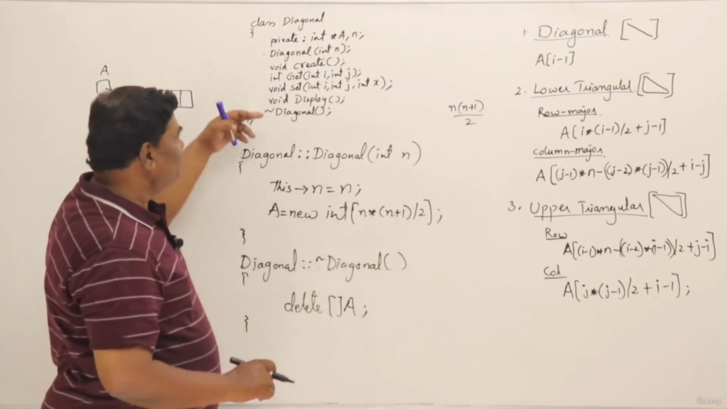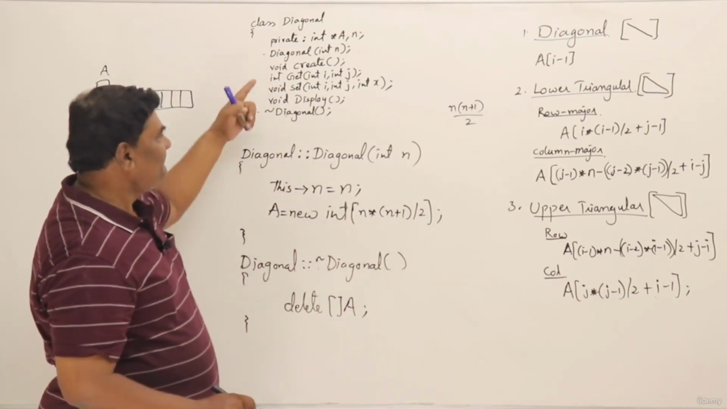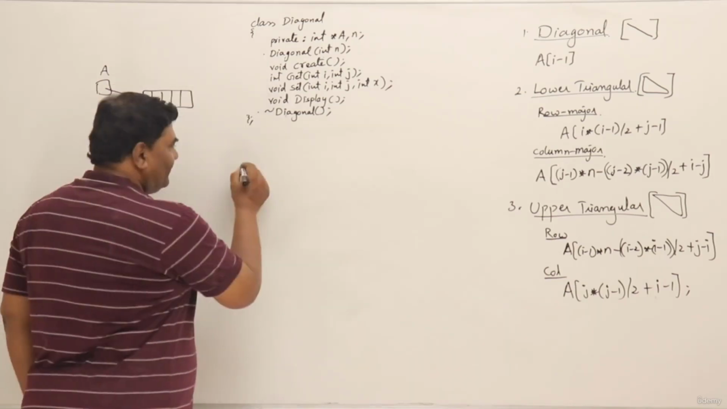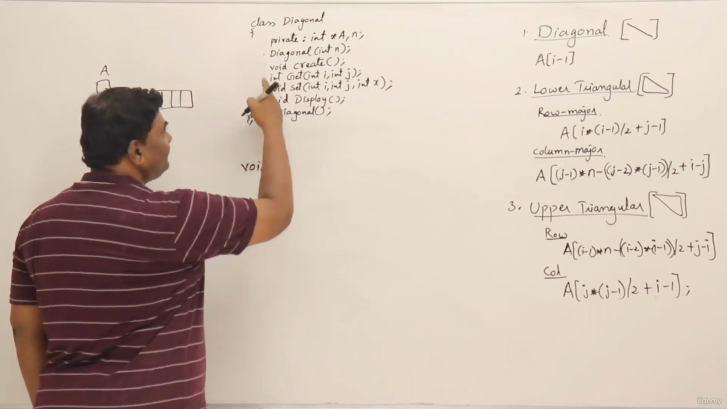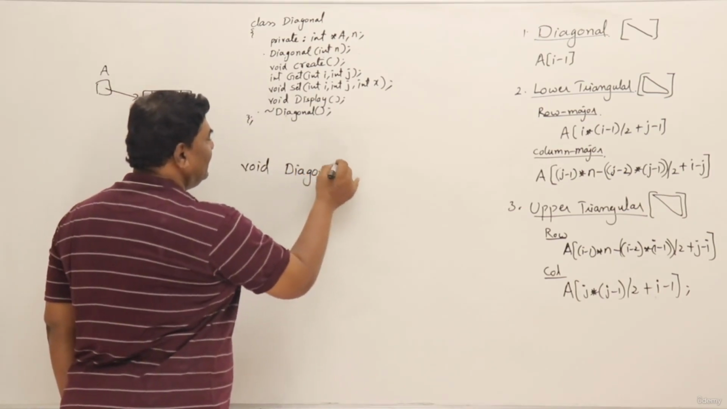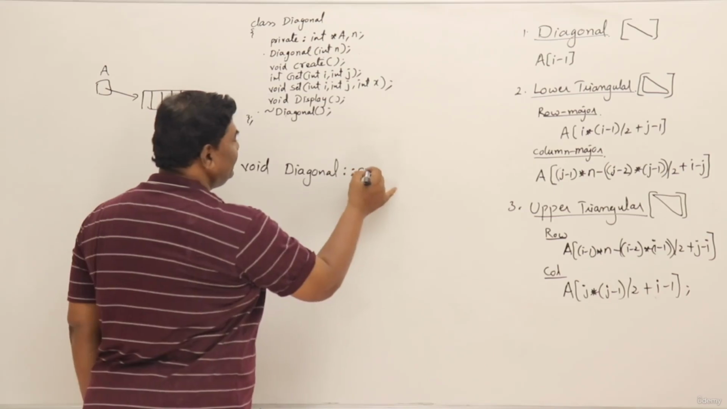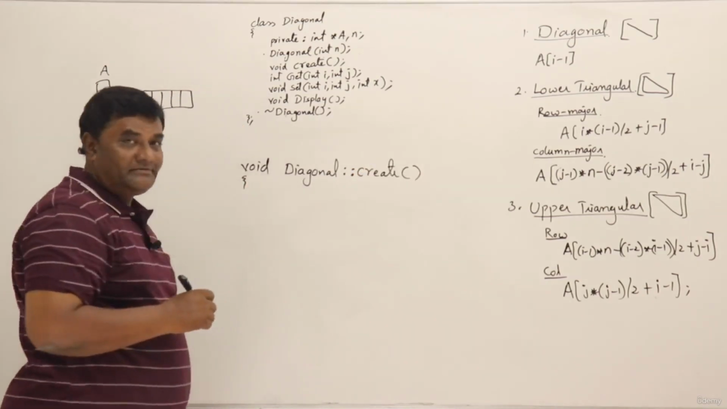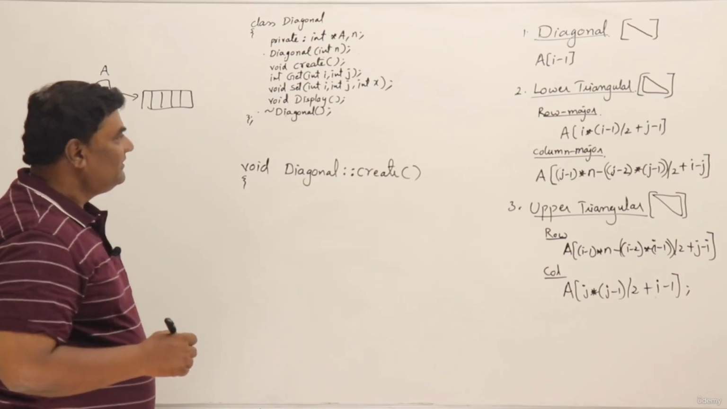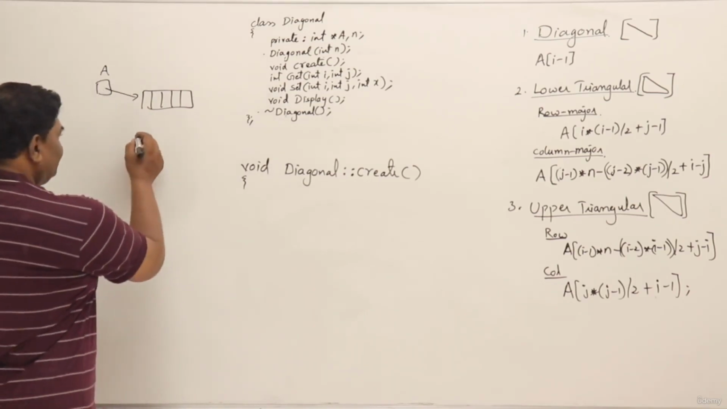Next, I have to implement create function. So I will pick up create function. I will remove this and implement create function. For create function, return type is void and the class name diagonal and then the function name create. So I am saying that create means reading all non-zero elements and filling them in this array. But actually it is for diagonal matrix.